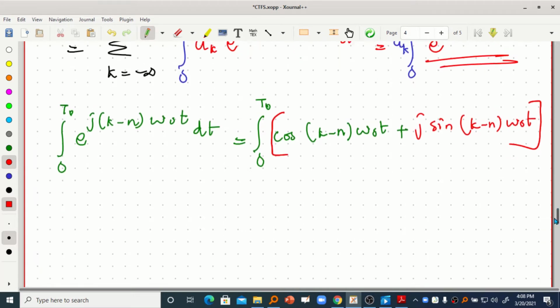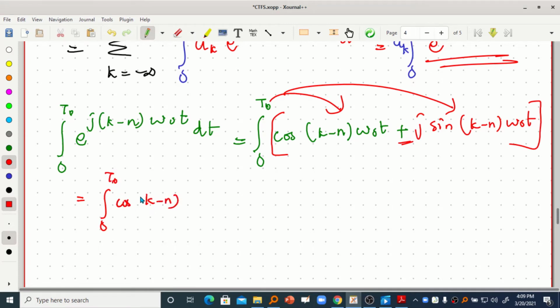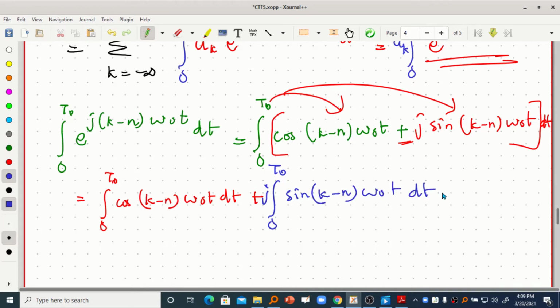So this integration I can do by taking the integration of each of the terms because there is a plus sign here. So I can write it as integral 0 to t0 cos((k minus n) omega 0 t) dt, right? So here also dt is there, plus the second integral 0 to t0, where j I can take outside, sin((k minus n) omega 0 t) dt. So this is how the integral has now changed its form, right?